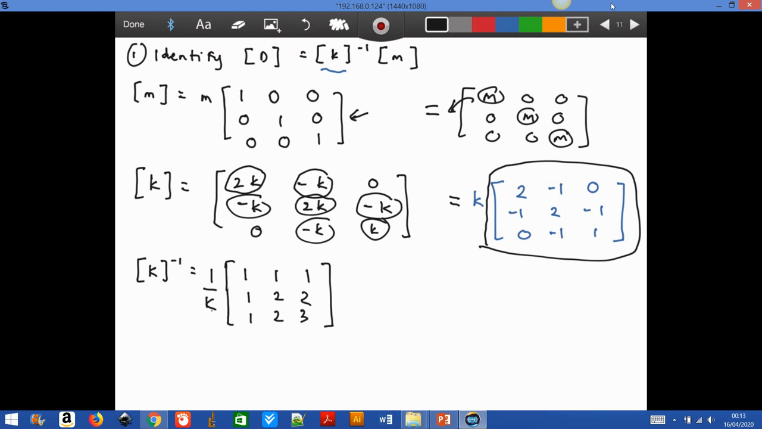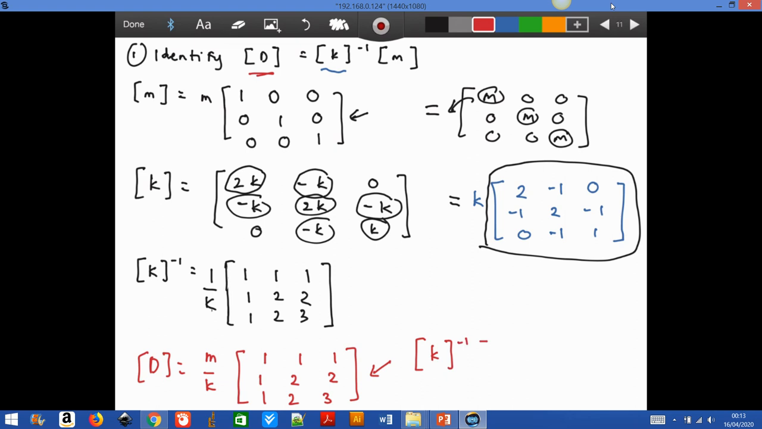Now, in order for us to get the dynamical matrix, D is m over k times 1, 1, 1, 1, 2, 2, 1, 2, 3. How do I get this? It's by using the K inverse matrix multiplied by matrix M. So this is our dynamical matrix.